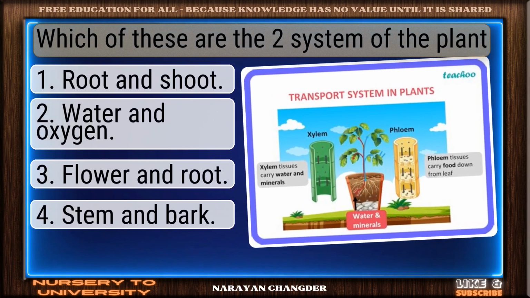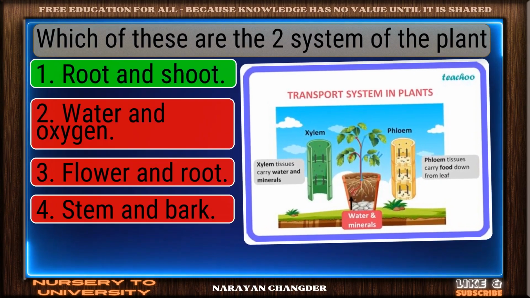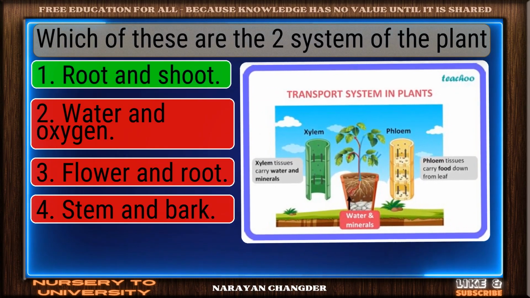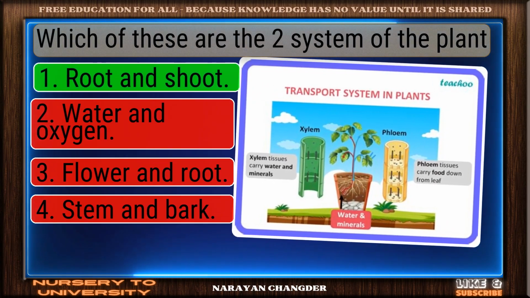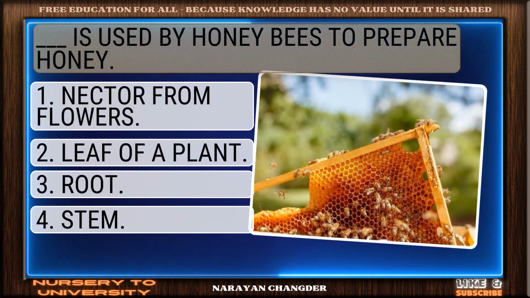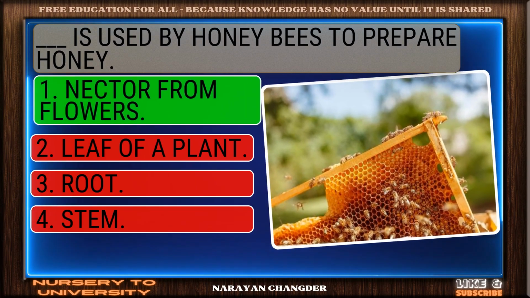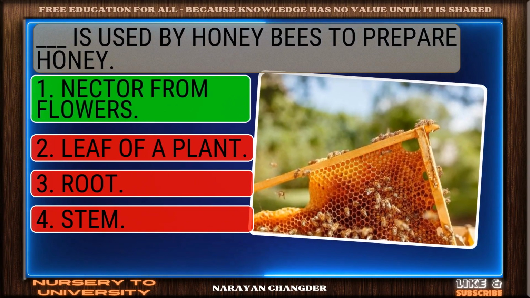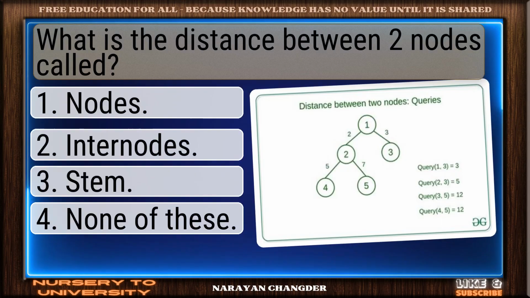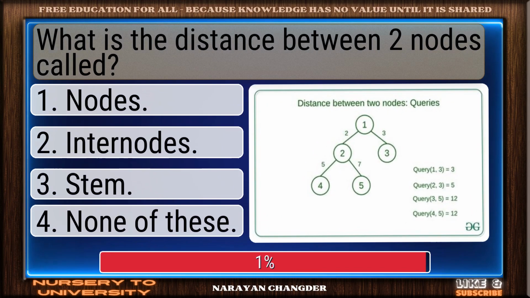Which of these are the two system of the plant? On track. Root and shoot is the correct answer. Dash is used by honeybees to prepare honey. Great thinking. Nectar from flowers is the right choice. What is the distance between two nodes called?